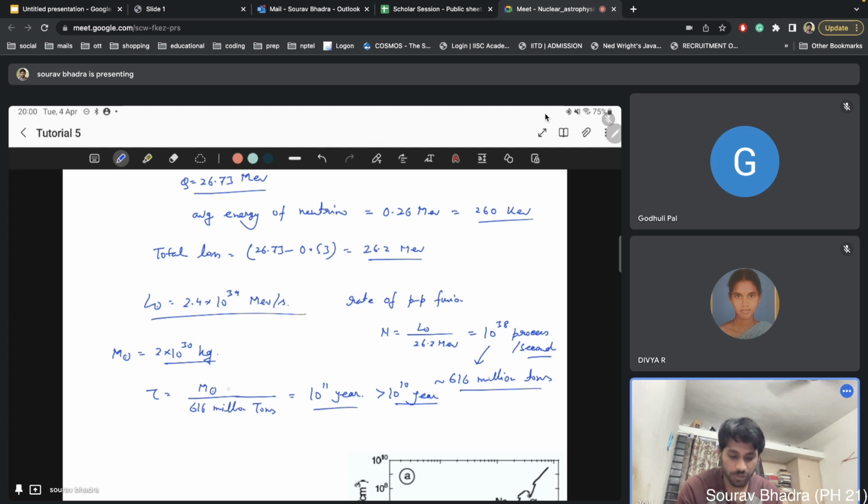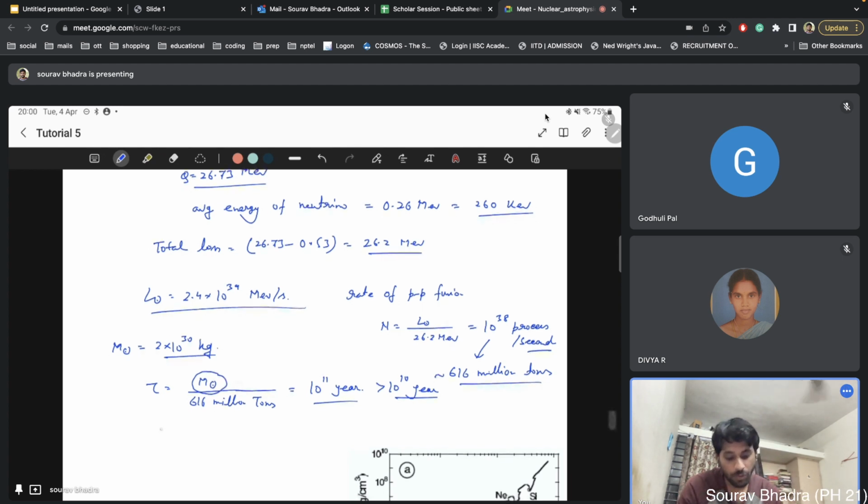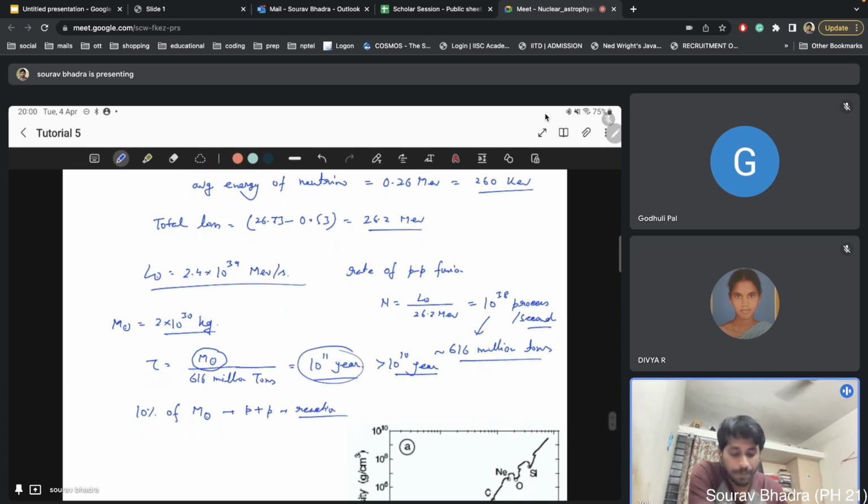So it is not possible that the whole mass is in the hydrogen burning stage. Now if we consider that 10% of the total mass is in hydrogen burning state going through the PP reaction, that means 10% of the total mass is hydrogen. Then 0.1 M mass divided by 616 million tons will give roughly 10 to the power 10 years, which is consistent with the burning lifetime.